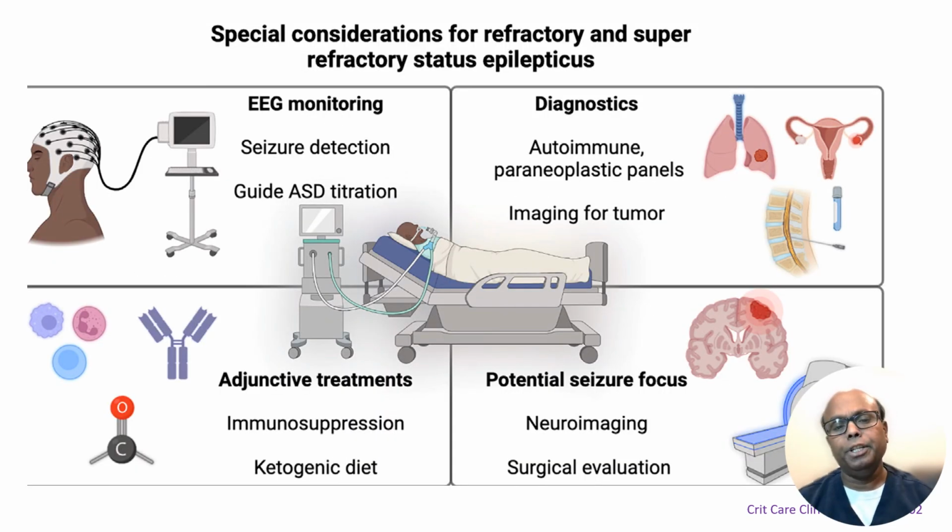At this point, the patient needs to be hooked up to EEG monitoring, and the diagnostic investigations need to be done. That includes an autoimmune panel, paraneoplastic panels, especially in adults, and imaging for tumor. Adjunctive treatments like immunosuppression and ketogenic diet, neuroimaging for a potential seizure focus, and neurosurgery involvement need to be done at this point.